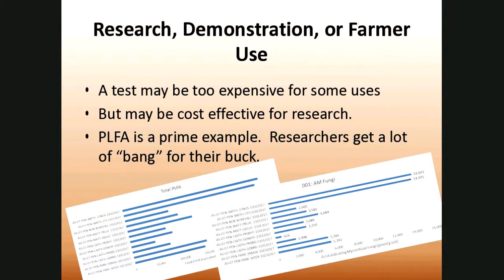There's other tests that, depending on who is using it, may be more expensive than some people would want, or may provide information that is beyond what the person would use. One example is the PLFA test. It's phospholipid fatty acid analysis. It gives you microbial biomass in addition to what types of and how many of the different types of the organisms in the soil. But if you're doing research, we charge about $50 for this analysis, but you get about 150 data points. So that's 3 data points per dollar. So if you're doing it for research, you get a lot of bang for your buck.